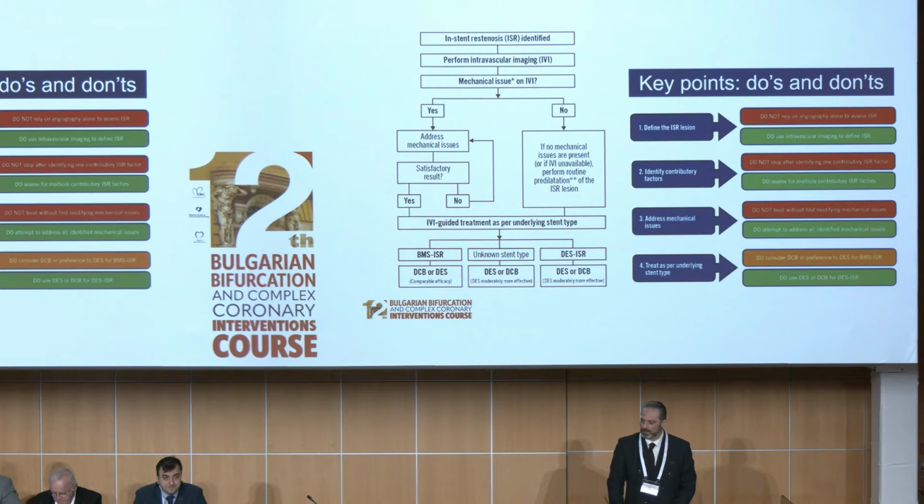So at the end of the day, you can do and you cannot do certain things, and you have a list on the right of the slide. You have to define the lesion. You have to identify contributory factors. You have to address mechanical issues and treat as per underlying stent type.